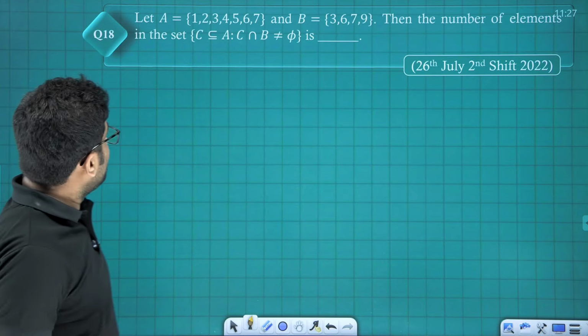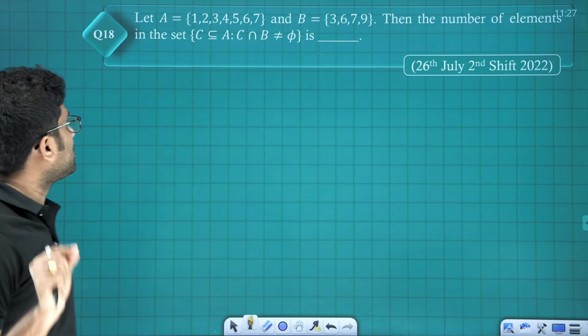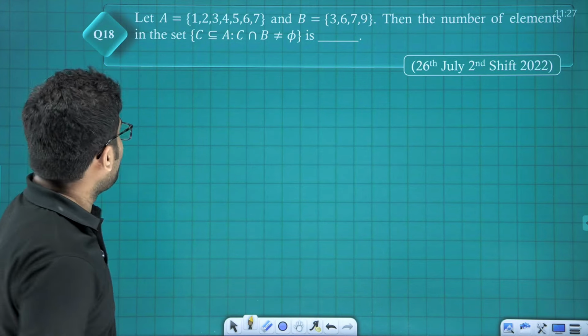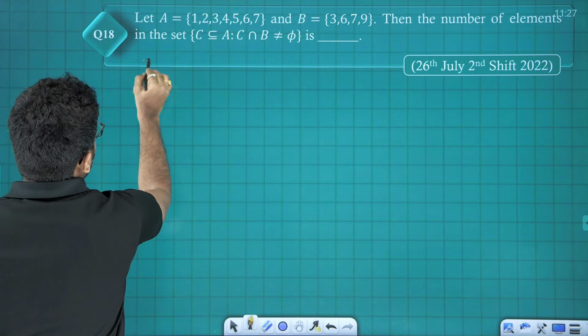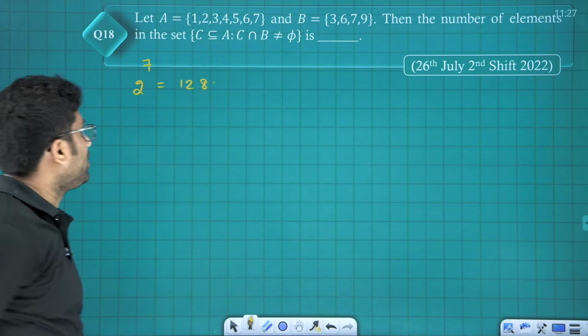Next question. Set A given, set B given, then the number of elements in C subset of A such that... C subset of A means the sample space will be the total number of subsets, which will be 2 power 7. 2 power 7 is 128. There will be a total of 128, friends.